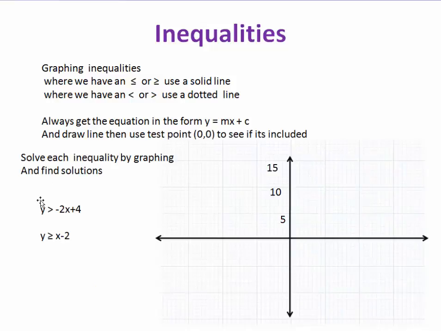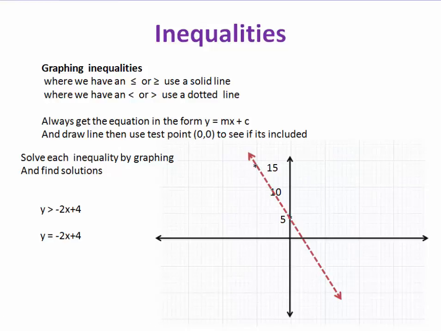Here we're going to graph two lines. We've been given two inequalities, and then we want to find the solutions to both of those. So first of all, let's take this inequality, y is greater than minus 2x plus 4, and we're going to draw our dotted line. This crosses the y-axis at plus 4. Choose another point, say here at 5, plot our point and draw our dotted line. There's no equal sign, so it's a dotted line.